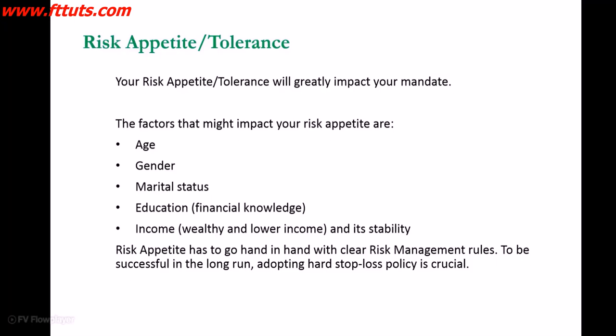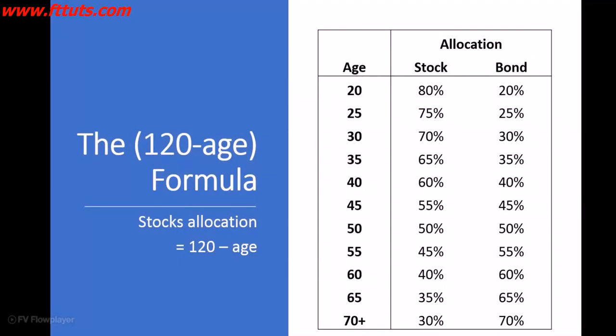Here, risk appetite has to go hand in hand with clear risk management rules. To be successful in the long run, adopting a hard stop-loss policy will be crucial. So let's look at this formula, which is known as the 120 minus the age formula, which should give you your stock allocation. Here, you need to take 120 minus your age. So let's say you are 20, your normal allocation into stock should be 80% and 20% bonds. If you are 50, that should be 50-50.